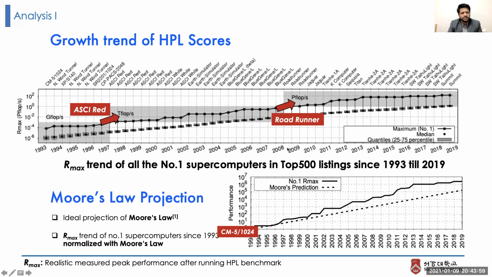We also compare the performance of these number one machines against the prediction of Moore's law. Specifically, we normalize the Rmax scores of number one machines based on the Rmax score of the CM-5/1024, the number one machine in June 1993. We observed that all the number one machines since 1997 performed beyond the prediction of Moore's law. For example, the Rmax score of Tianhe-2A in 2013 exceeds the projection of Moore's law by almost 100 times, whereas the most recent supercomputer, Summit, exhibits an Rmax that surpasses the projection by 18 times.